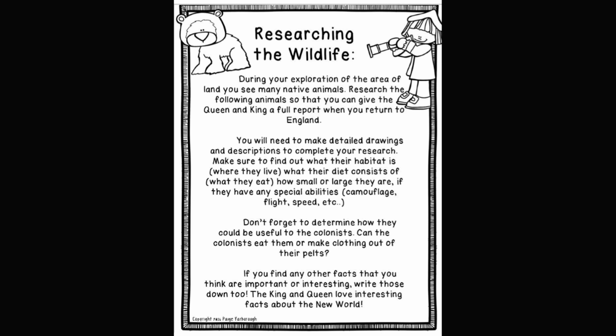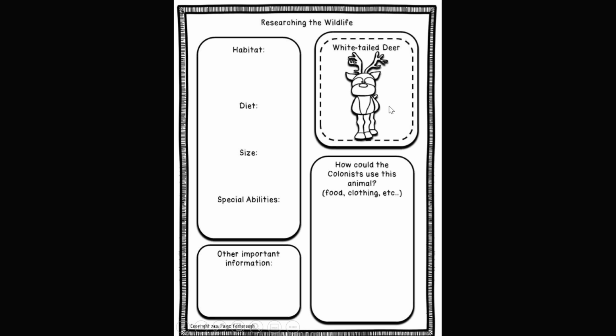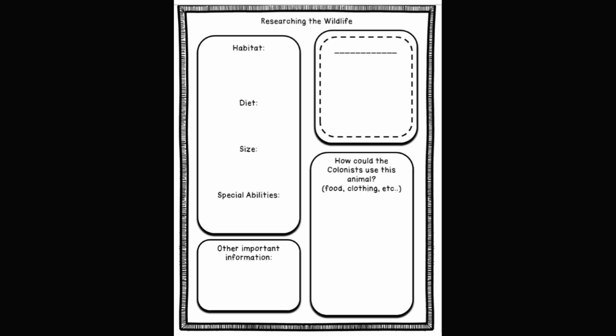If you find any other facts that you think are important or interesting, write those down too. The king and queen love interesting facts about the New World. Because we're doing this digitally, I added pictures of the animals for you. You are going to be looking at the American beaver, the white-tailed deer, the raccoon, the black bear, and then I left a blank one in case you found another animal in that same East Coast region that you thought was interesting.